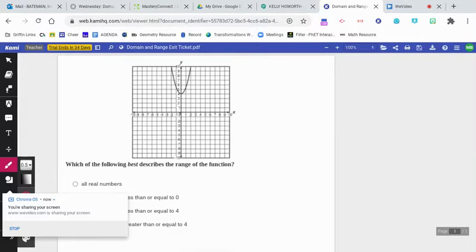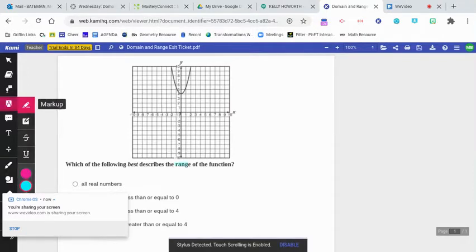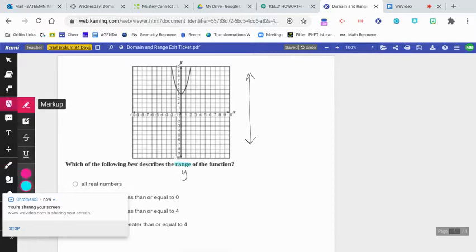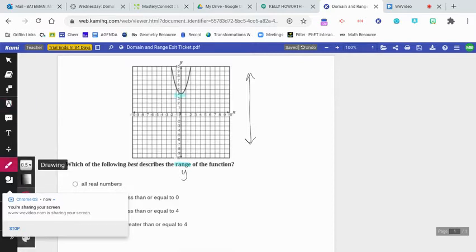So the first question said, which of the following best describes the range of the function? So I know I'm focusing on range. So again, range refers to our y values, which is a vertical description. So we're looking vertically at this graph to determine the span of the graph as it moves along the y-axis. So my first step is to identify the lowest value, the minimum value on the y-axis. So I see here that this graph goes as low as 4 on the y-axis.